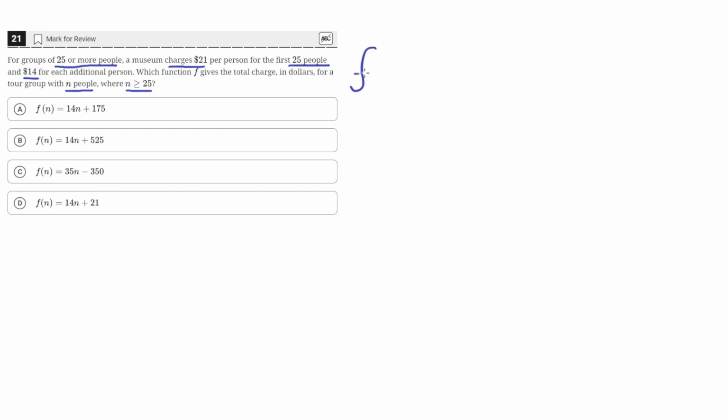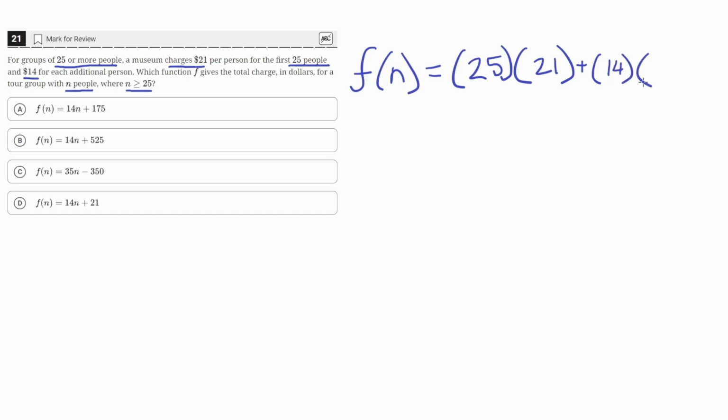Okay, so to find f as a function of n, the number of people, we first consider the first 25 people. The first 25 people are charged $21 per person, so the total amount charged for the first 25 people is 25 times 21. Then we have to add how much is charged for the rest of the people after the 25th person. That would be 14, since people after the 25th are only charged 14 per person.